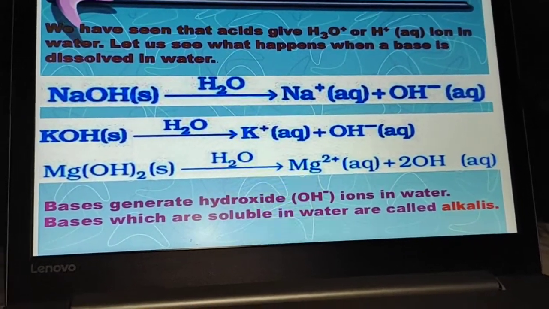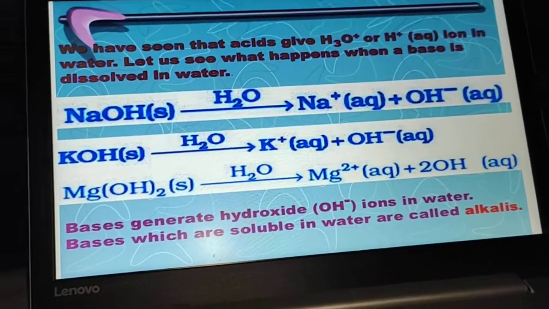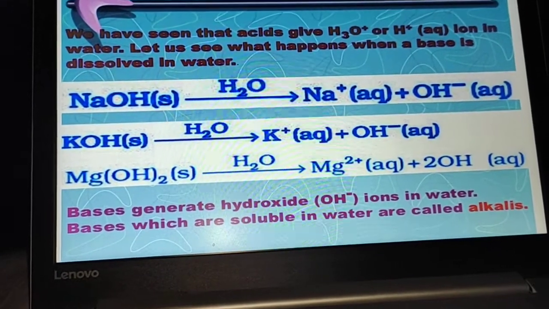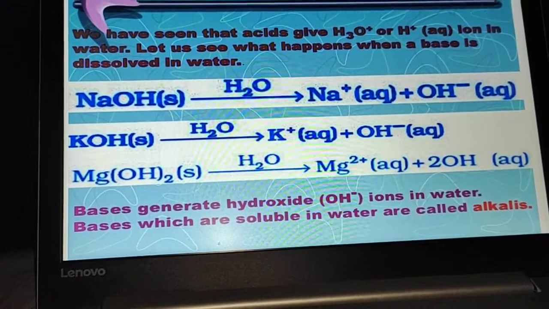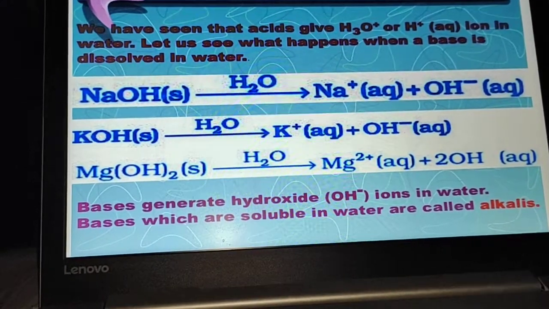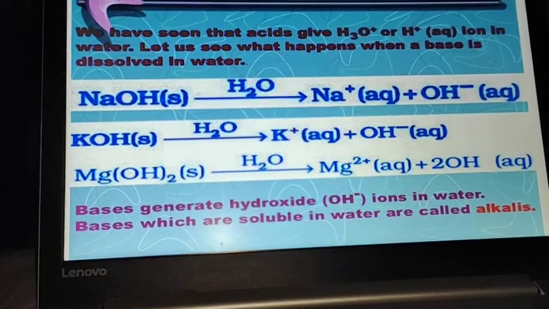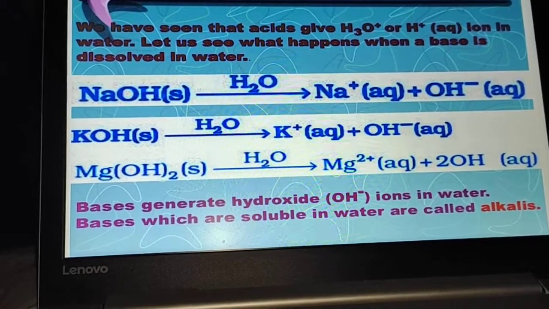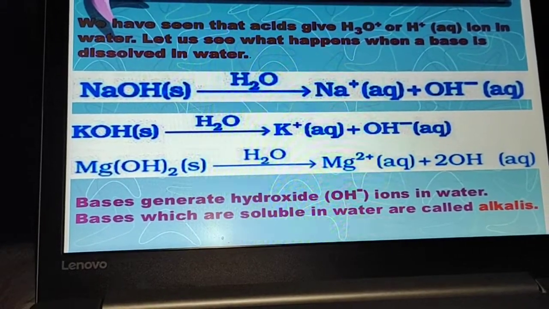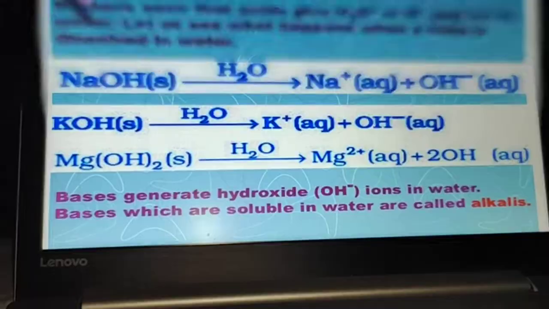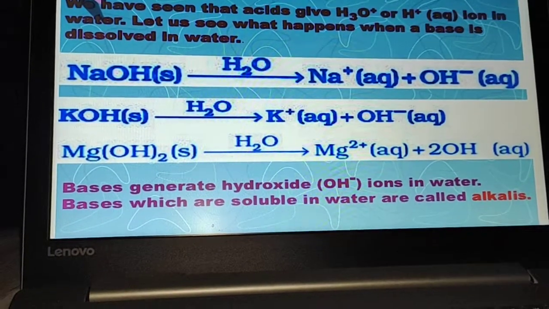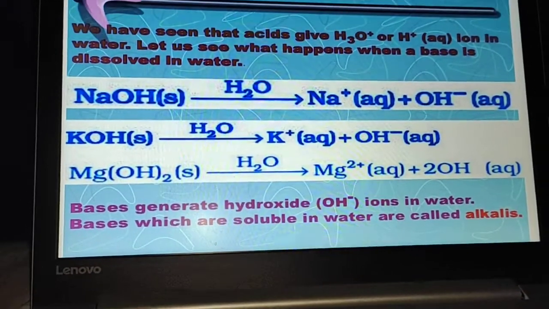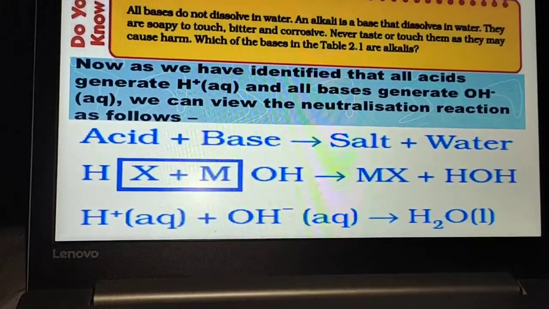I have just told you that acids give H plus ions in water and bases give OH minus. Here we are taking NaOH in the presence of H2O, which gives Na plus plus OH minus. KOH in H2O gives K plus plus OH minus. Mg(OH)2 gives Mg2 plus plus 2OH minus. These are basic in nature because they produce OH minus in the aqueous medium.